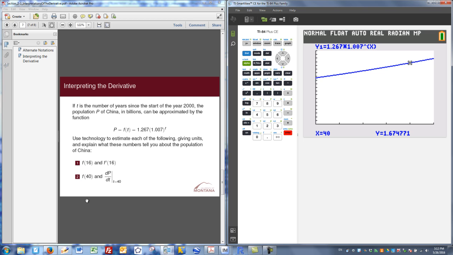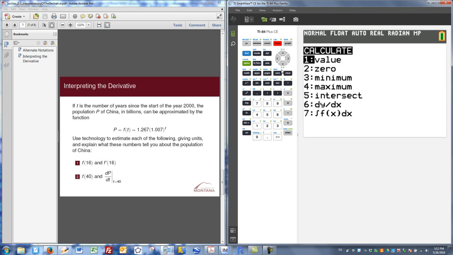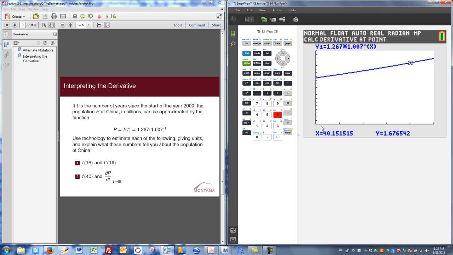And let's see what the growth rate is. Here we're asked to find dP/dt, or the derivative of P with respect to t, evaluated at t equals 40. So how fast is the population changing with respect to time when time is 40 years after 2000? So we're talking about the year 2040. Let's see what's going on there. So we'll hit second trace, which gives us the calc menu, and I want the 6th item, so I'll type 6 in there. And you do have to type in 40, enter, and it tells you what dy dx is at 40, and you can see that the rate of change has actually grown quite a bit.